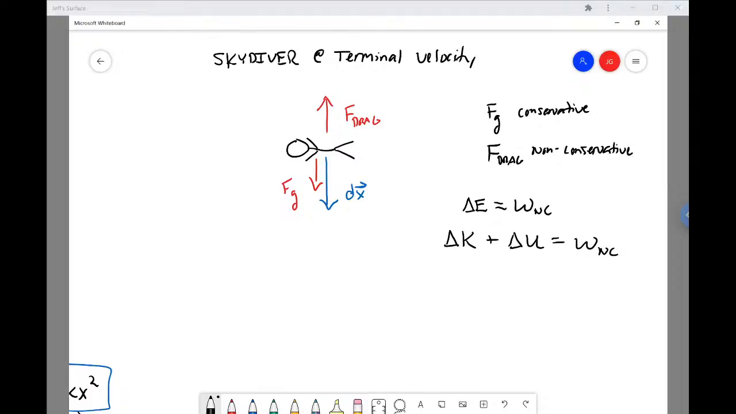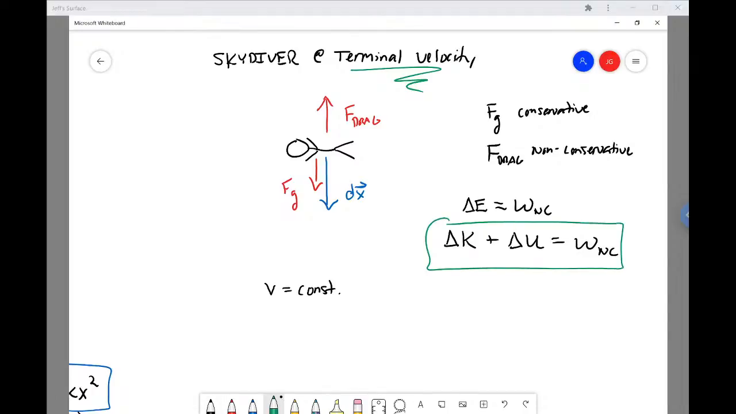So my question to you, now you're going to have to be a little interactive here for the last 5 minutes. Get your chat window ready to answer this question. We said that this is happening at terminal velocity. What does that mean? At terminal velocity, v is constant. So which one of these terms in the work energy theorem is 0 as the skydiver is falling?